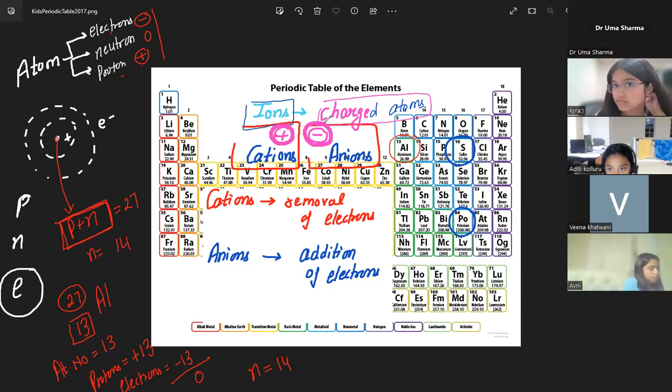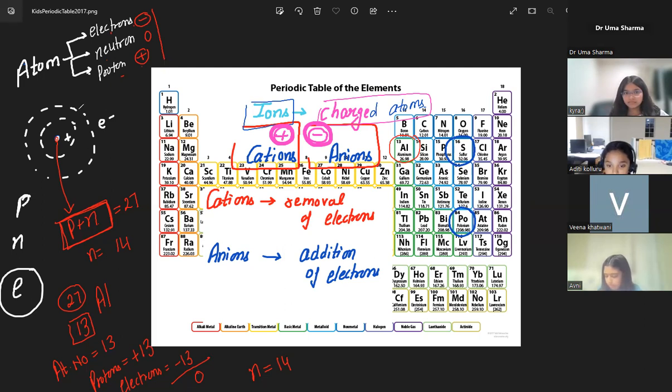Positive and negative. When the atom has a positive charge, then it is called a cation. When the atom has a negative charge, then it is called an anion. Right? These are the names. So what is a cation? Cation is something with the positive charge. And what is an anion? Negative charge. Right?